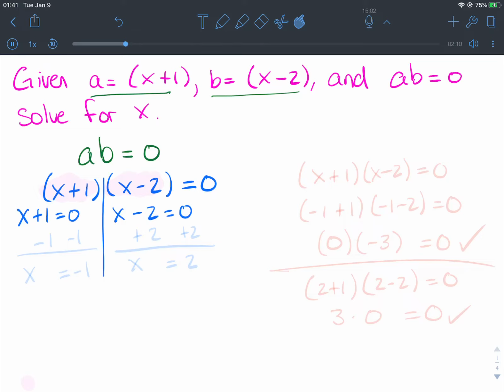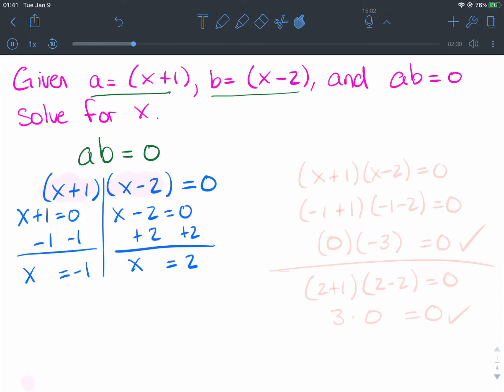So what we need to do now is solve them. We can subtract 1 on both sides and we get x is equal to negative 1. Over here we can add 2 to both sides and we get x is equal to 2. Well, why don't we just simply check our work super fast?